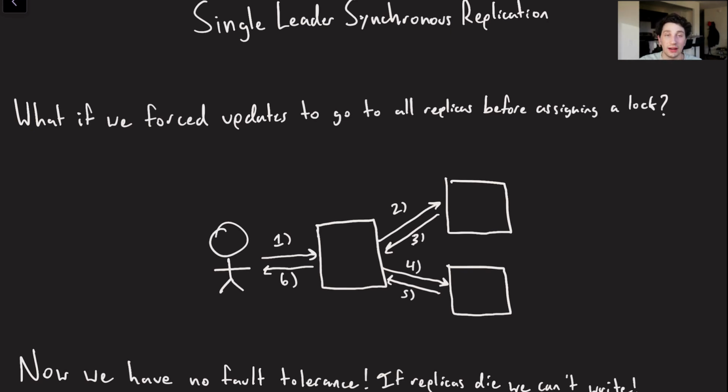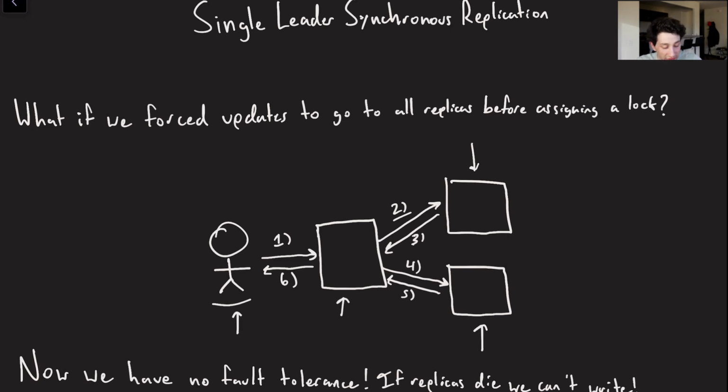However, all of a sudden now instead of asynchronously replicating, you replicate synchronously. Obviously, this isn't going to work, right? So if I'm this guy on the left over here, and for me to grab the lock, I also have to write to this guy over here, and this guy over here, and then that comes back to this guy over here, and then that goes back to the client.